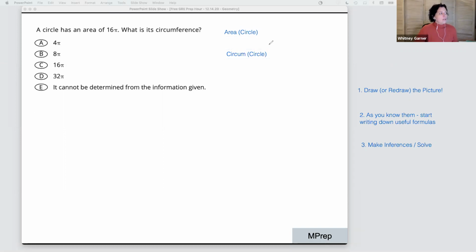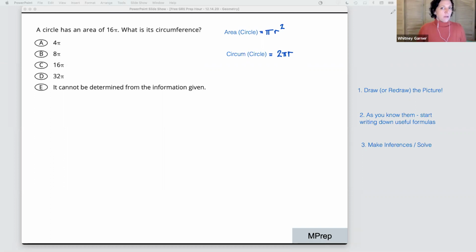Nice. So I'm going to write my formulas down. So the area of a circle is pi times the radius squared. Lovely. And the circumference of a circle is 2 times pi times the radius, r. So another way to think about circumference is pi times the diameter, which the diameter is just double our radius.